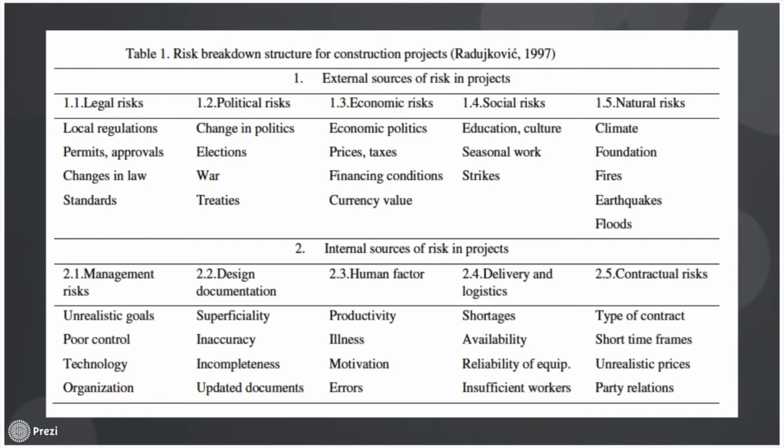So as you can see, this is a little bit different chart than what was in the PMBOK. This is actually in rows. All the external sources of the project risks are on top, and then you have internal sources of project risk for number 2. Underneath that, you have legal risk, political risk, economic risk, social risk, and natural risk. Those are all the subgroups or subcategories. And then under those, you have the actual risk categories.